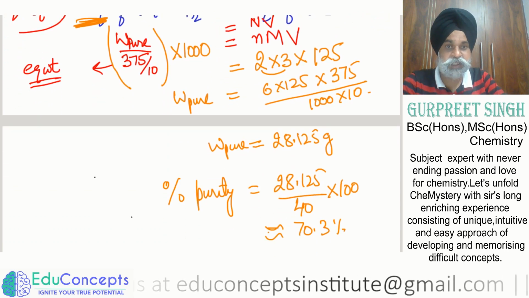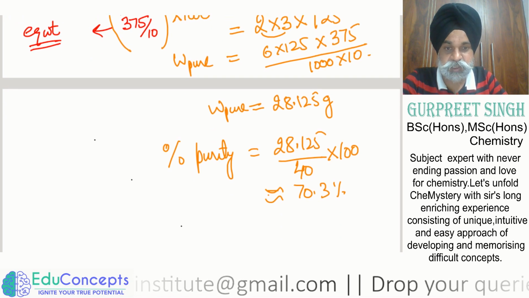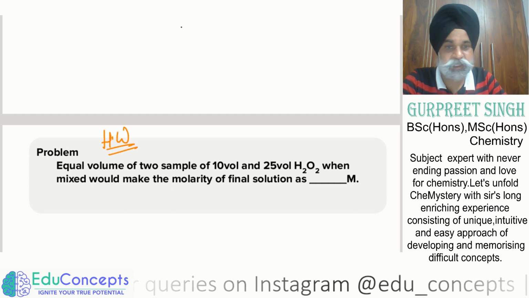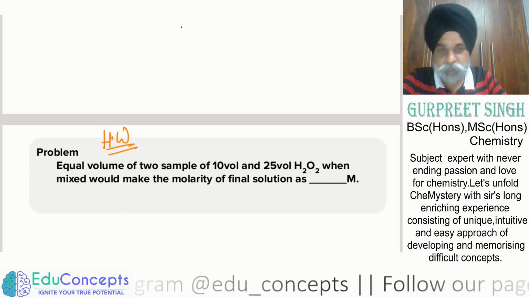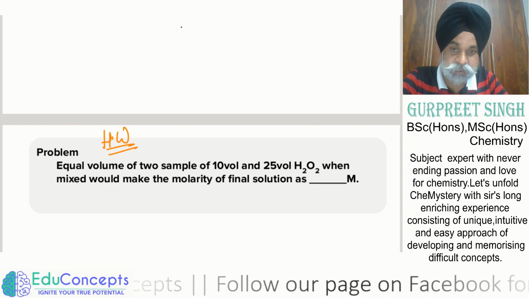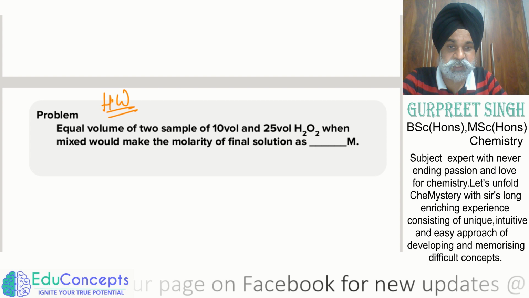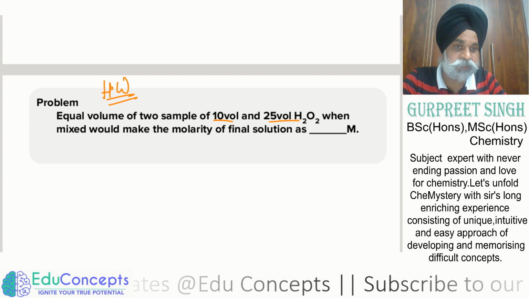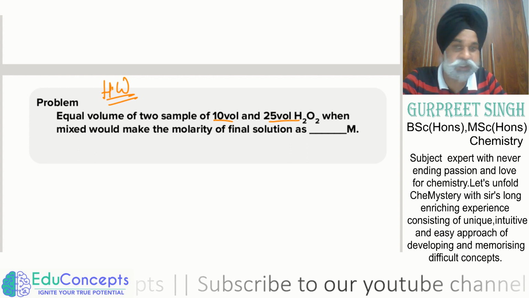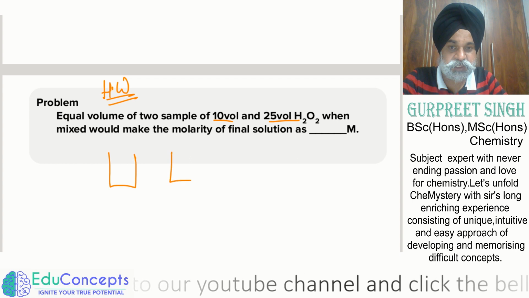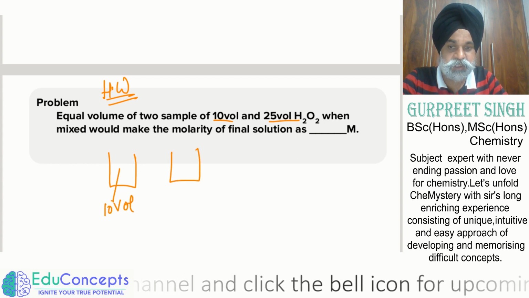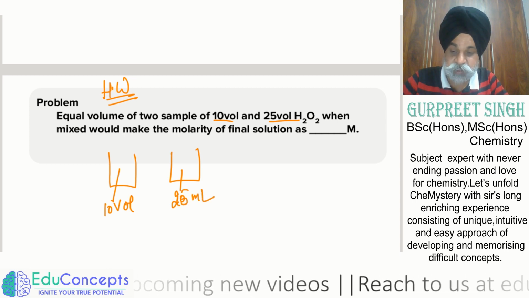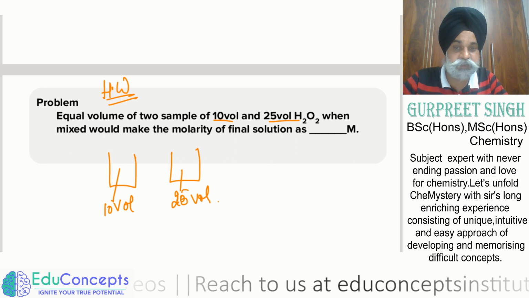Okay, so this is what I was supposed to discuss, or still I have one more question. I would say you do it yourself. Take it as homework and solve it and put the answer on the chat box, and I will endorse it. Let me give a hint: equal volumes of 10 volume and 25 volume H2O2 are mixed, and the molarity of the final solution is being asked. So there is one solution, another solution, 10 volume, 25 volume, and equal volumes of these are mixed.